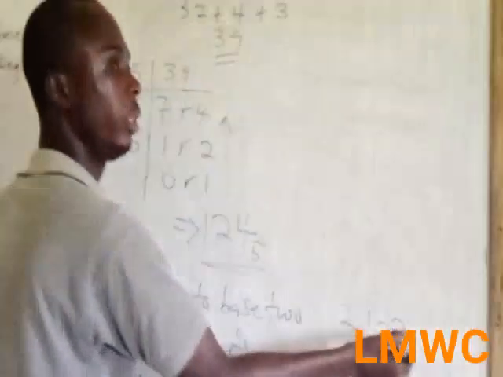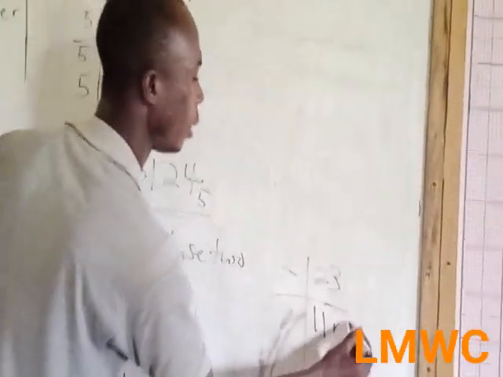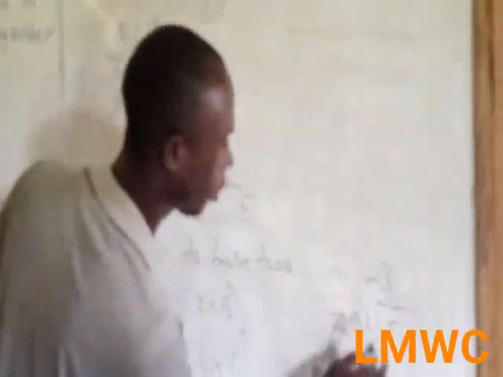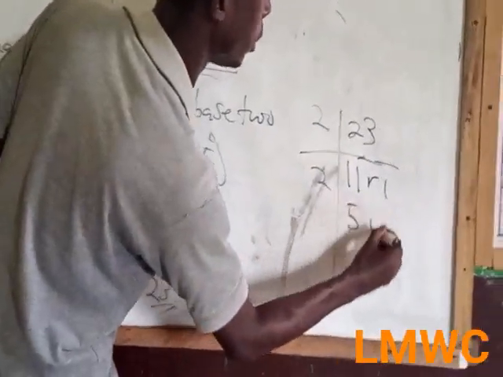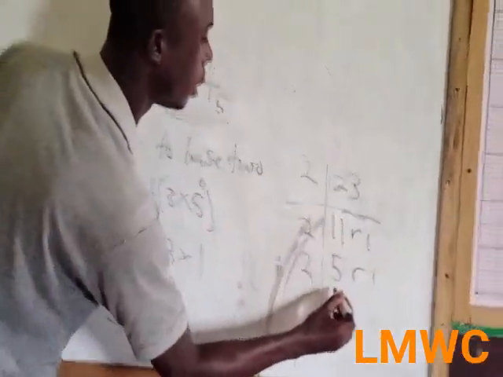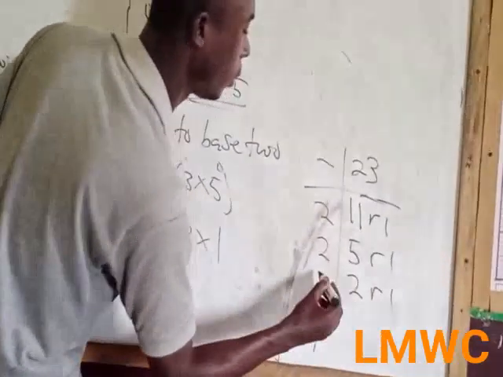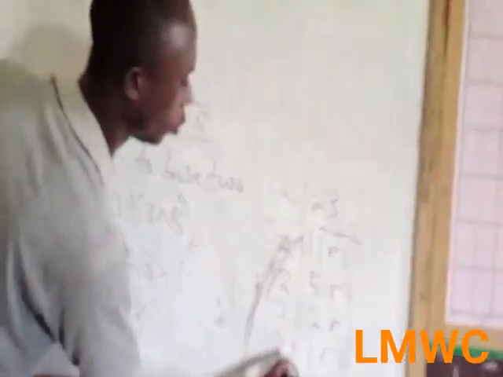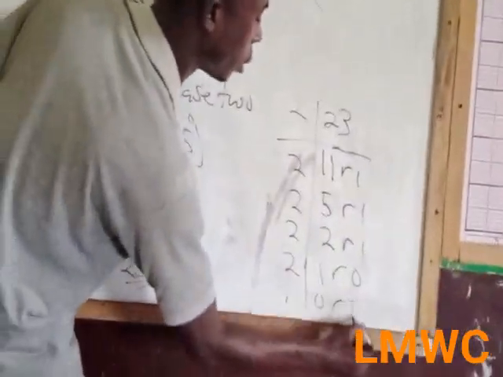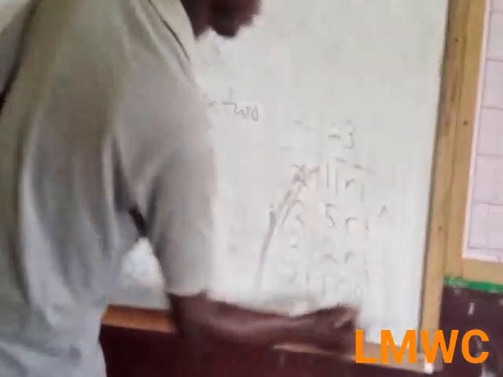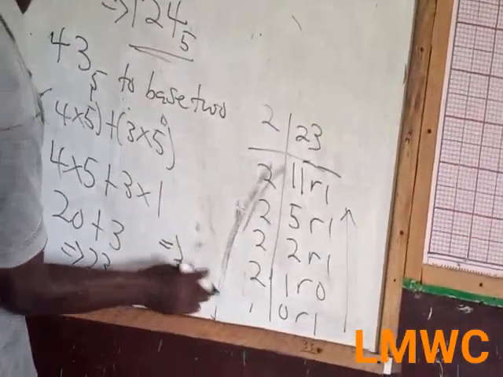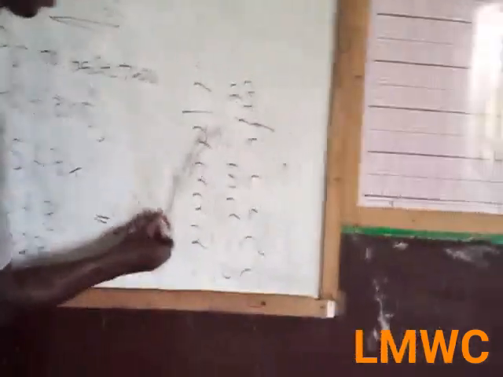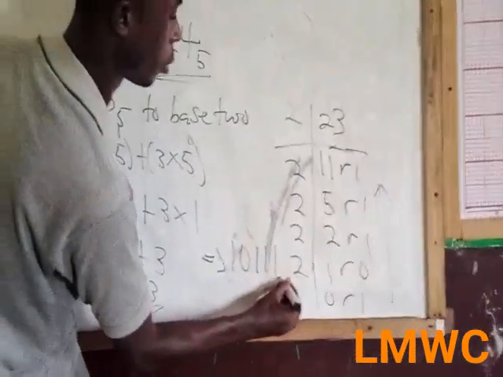So 2 goes into 23 is 11. Remember, 1. 2 goes here, 5. 5, remember, 1. 2 goes here, 2, remember, 1. 2 goes here, 1, remember, 0. 2 goes here, 0, remember, you bring this 1. So the answer, we have 10111 base 2.